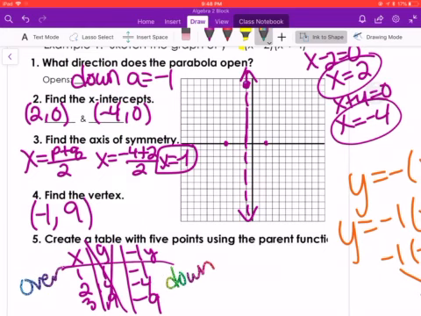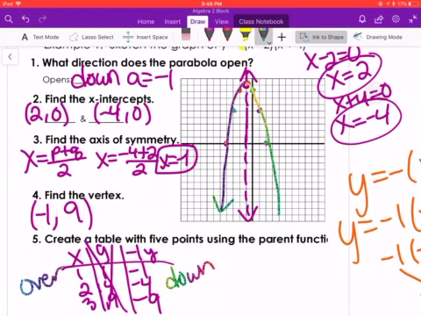So from my vertex, remember to start back at the vertex every time. That's your new origin. So it's over 1, down 1, reflect it over, then go back to the vertex again, and then go over 2, down 4, and reflect it over, and over 3 from the vertex, and down 9 is going to be our x-intercepts that we already have graphed there.